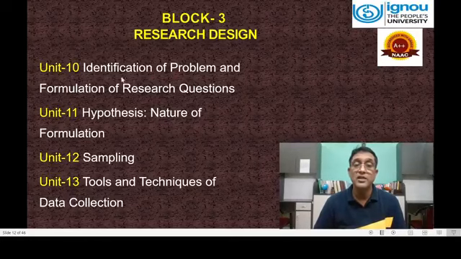Just like unit 10 is identification of problem, that is research problem, and formulation of research questions. Then unit 11 is hypothesis, nature, and formulation: the concept of hypothesis, the nature of hypothesis, as well as how to state hypothesis, how you formulate hypothesis, that we will study.